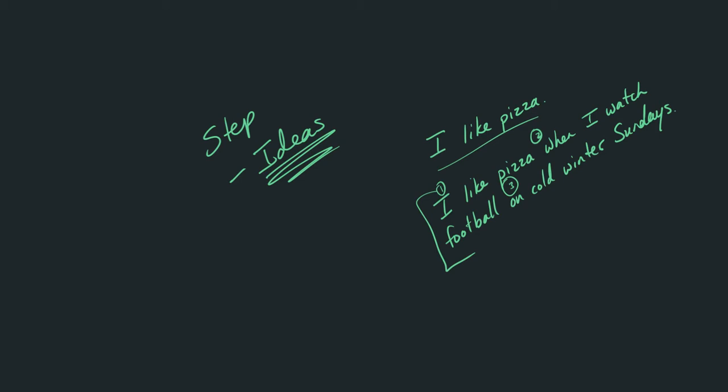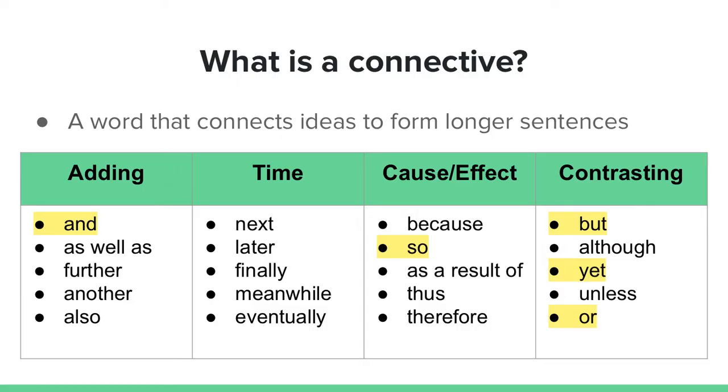And again, today we're starting with connective steps. So what is a connective? A connective is a word that connects ideas to form longer sentences. There are different kinds of connectives. A lot of them are the good old conjunctions that we use. But you can see different kinds of connectives for different situations. For instance, if you're adding an idea, if you're adding something, then you might use one of these. If you're referring to time, you might use one of these. If it's a relationship between ideas, like cause and effect, you might use one of these. If they're contrasting, one of these. These are all connectives. They connect ideas.